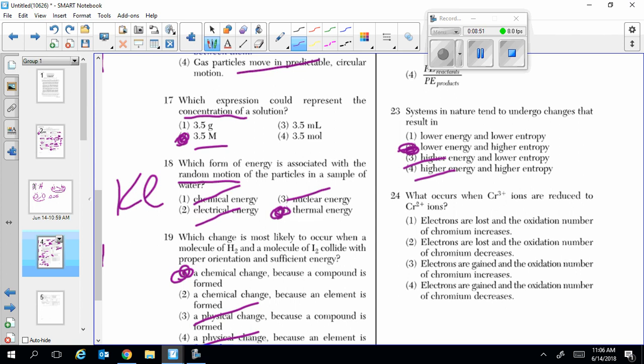What occurs when Cr+3 ions are reduced to Cr+2 ions? So if they're reduced, reduction is gaining. So electrons are gained, and the oil goes up and the rig goes down. So the oxidation number decreases.